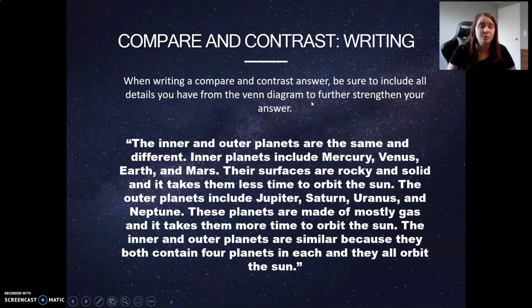Now, there is going to be times where you're not going to have a Venn diagram available, but if you have a scrap paper, you can easily draw one really quick to be able to organize your thoughts before you write. So here's what I took from my Venn diagram.